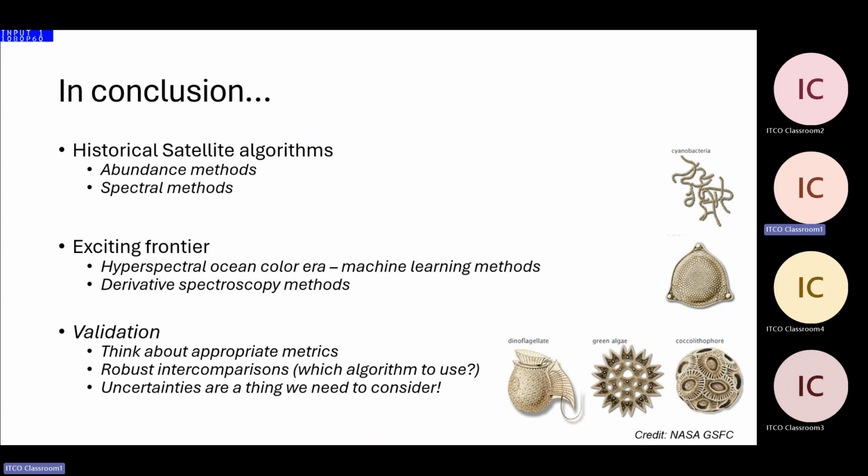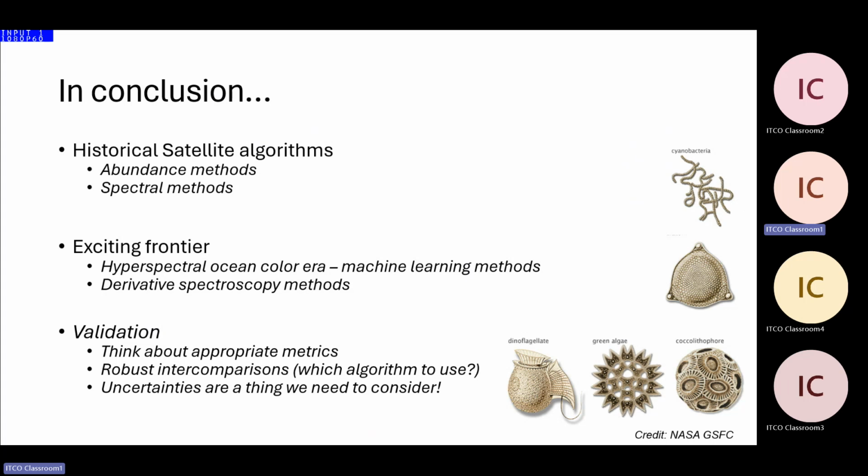We can split our historical satellite algorithms into two approaches: abundance methods and spectral methods. But as we're moving into the hyperspectral era, obviously there's a lot we can do with machine learning and derivative spectroscopy. I think if we come back and sit in the same room in another 10 years' time, I couldn't actually predict what we're going to see. It's a really exciting time.